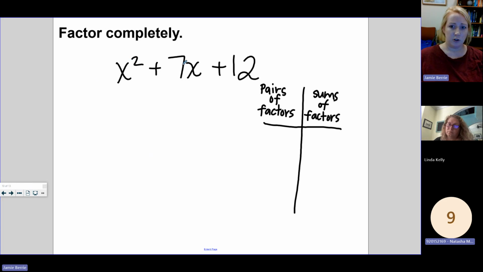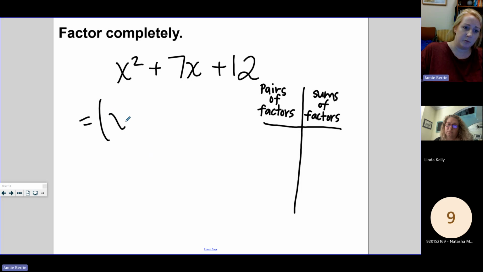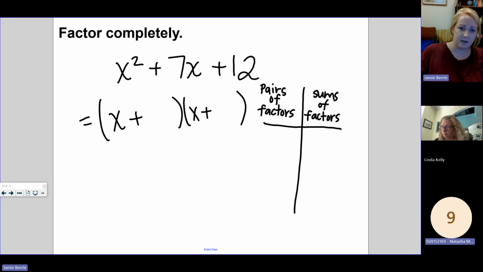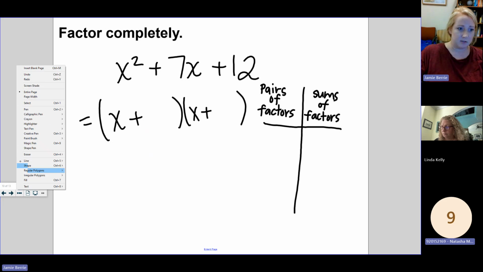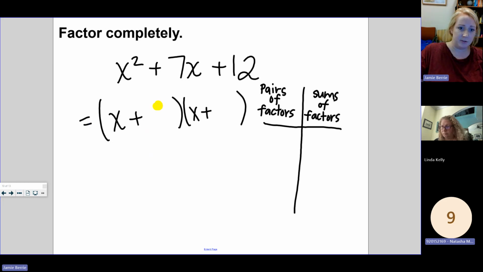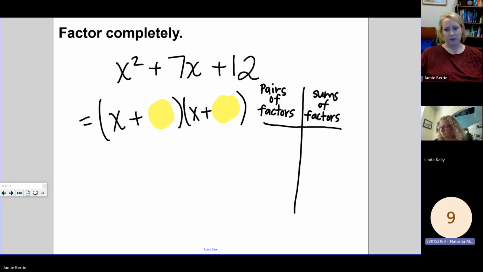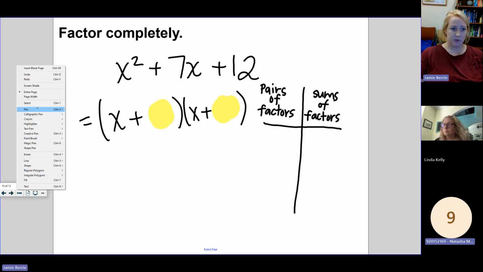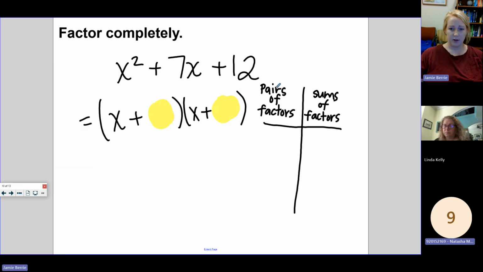All right, so you always want to make this little table and then start by setting up your little template. So it's going to be x plus blank, x plus blank. Now, the blanks are what we need to find. We need to figure out what are the numbers that go in these blanks. And we're going to do that by using the table. The table is going to help us figure out what numbers go there.